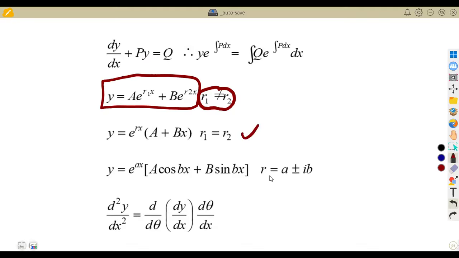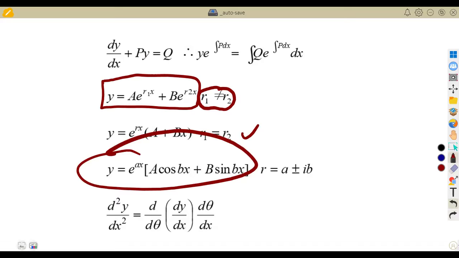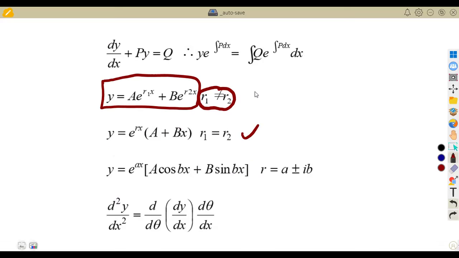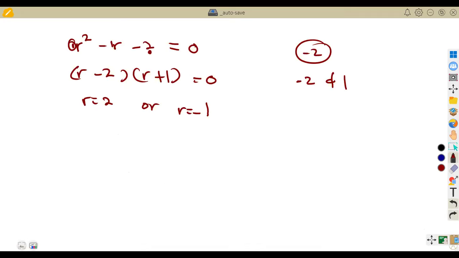If R gives us a solution from a complex number, you're going to expand using this. You're going to use it as your YC, which is the complementary. But this one, they are different. We have got two values that are different for the R that we got. That is why we are saying R1 is not equal to R2. The solutions that we got are 2 and -1.